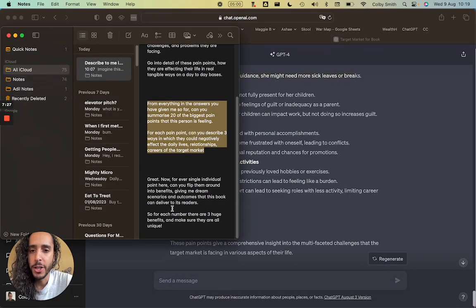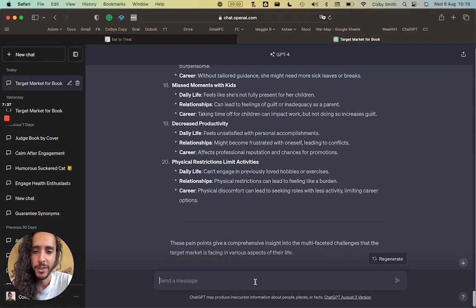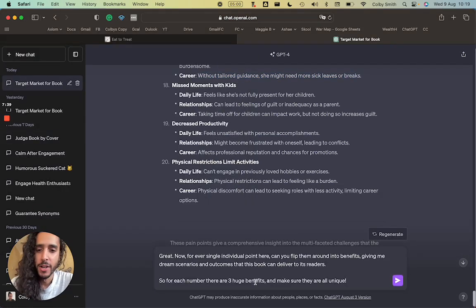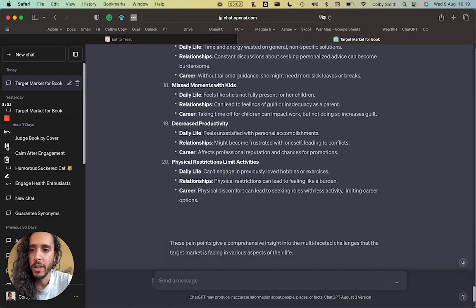So the next prompt that I used was great. Now I like being polite to ChatGPT just in case when the robot overlords take over, they're going to see that I was being nice to their predecessors. So this prompt, great. Now for every single individual point here, can you flip them around into benefits, giving me dream scenarios and outcomes that this book can deliver to its readers? So for each number, there are 3 huge benefits and make sure they're all unique. Because like I said, it was repeating itself here. So I just want to be very clear that it's going to be unique. So let's see what it comes up with here.